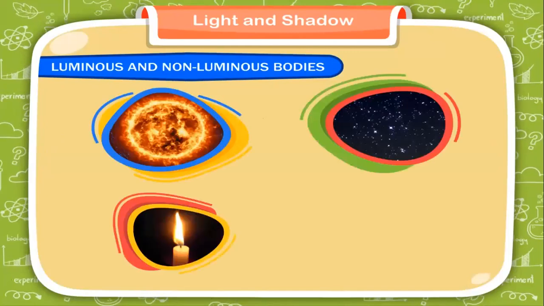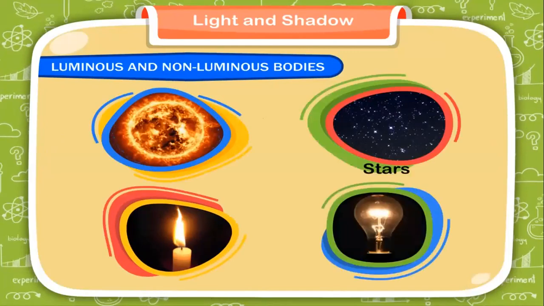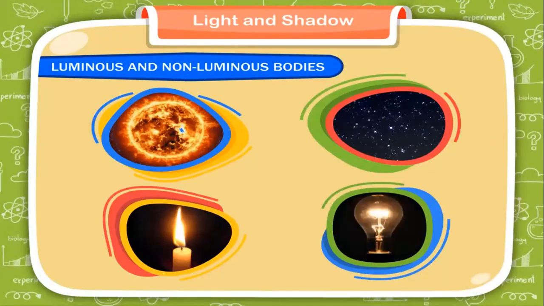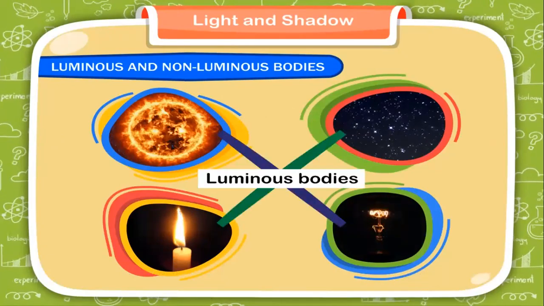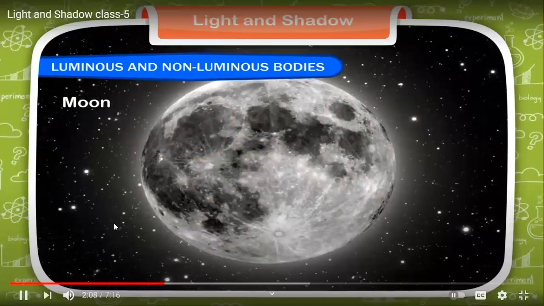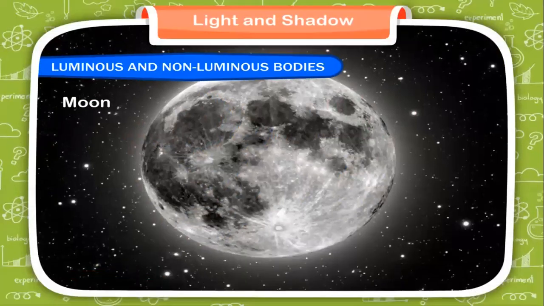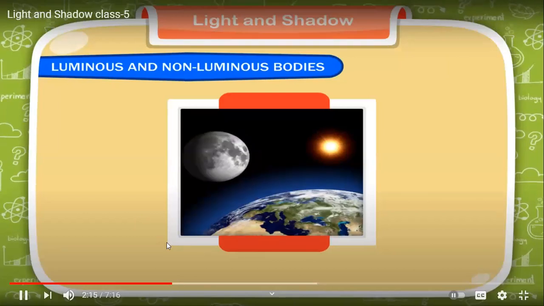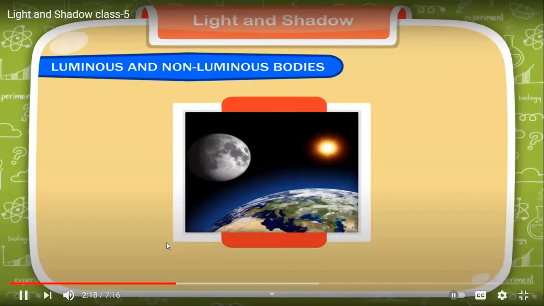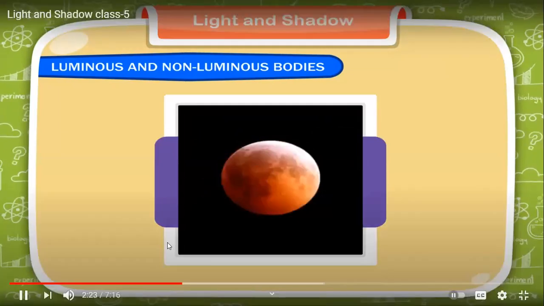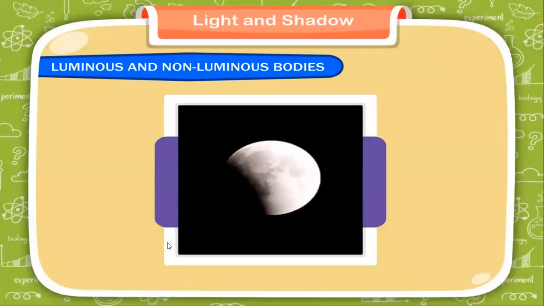Luminous and non-luminous bodies. The bodies such as the sun, stars, burning candle, electric bulb, etc., which produce their own light are called luminous bodies. The bodies such as the moon do not have light of their own, hence are called non-luminous bodies. We can see it shining because it reflects the light of the sun. When light falls on any non-luminous object, it gets reflected in all directions.